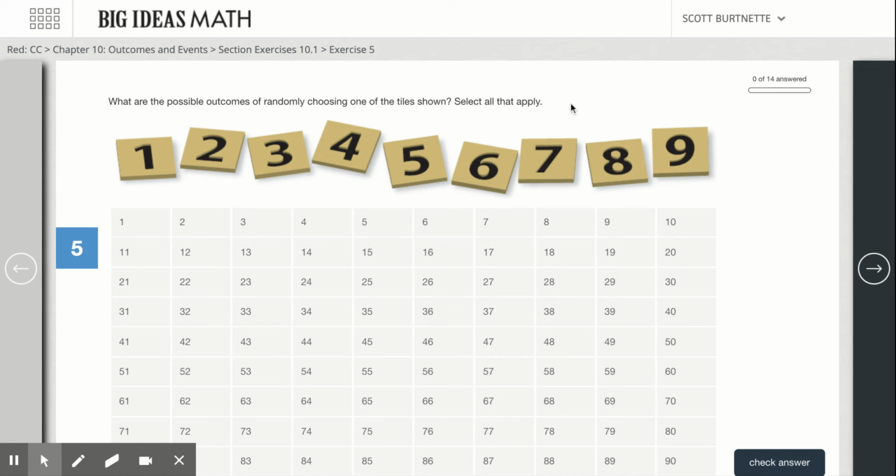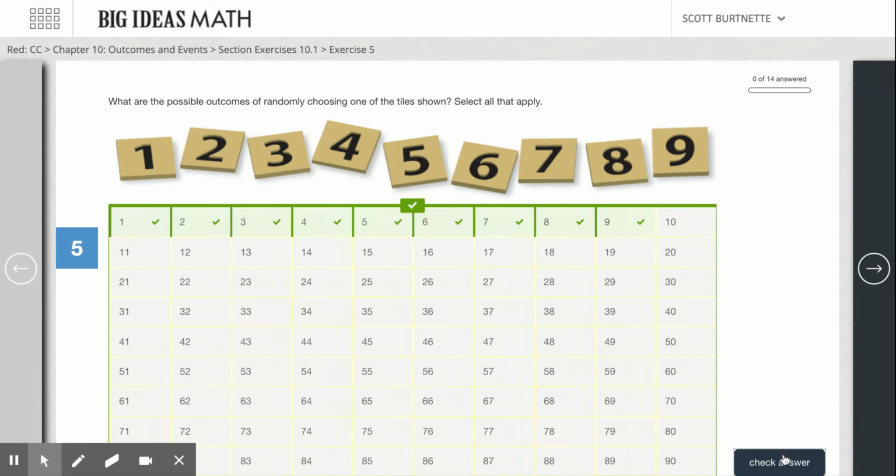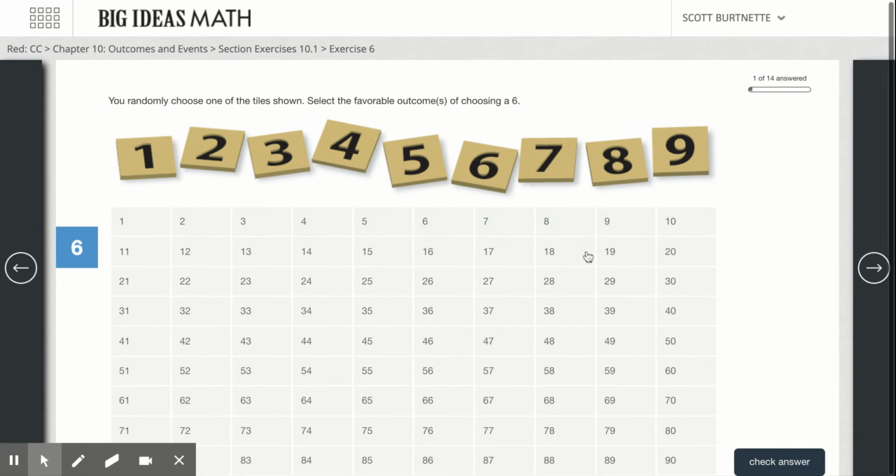Okay, we want to know what are the possible outcomes. If I'm picking from these, one could be a 1, 2, 3, 4, 5, 6, 7, 8, or 9. It would not be possible to pick a 10 or a 38 if these were the tiles. So there are 9 possible outcomes in this experiment. Okay, check my answer. Looks great.